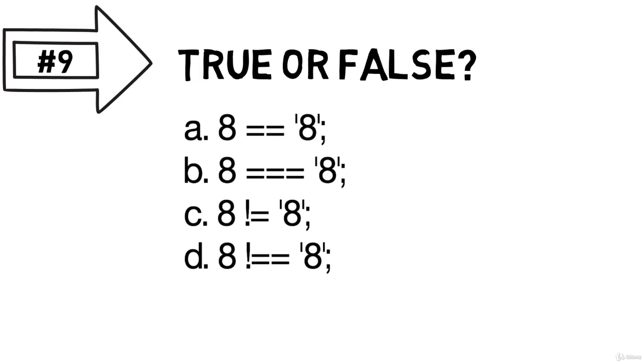D uses the double equal with the inequality operator. In this case, the double equal works like the triple equal, checking for value and type. So D is saying that the value and type of the number 8 is not equal to the value and type of the string with the character 8, which is true.